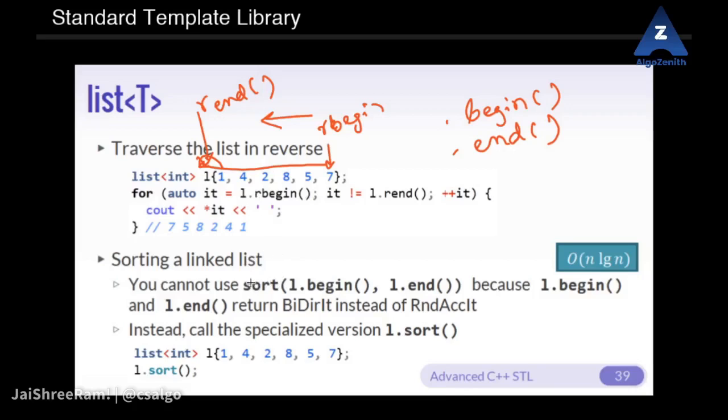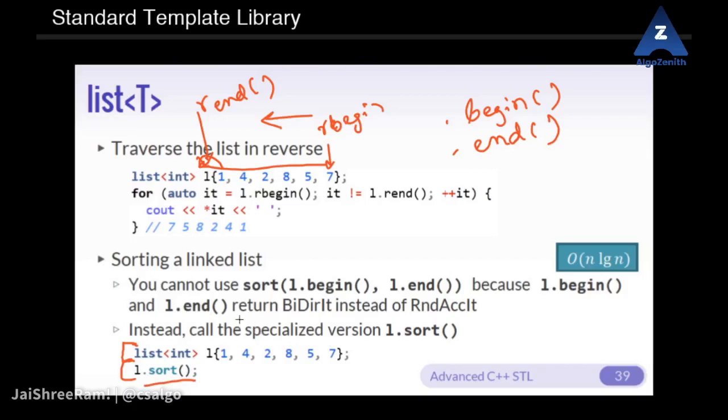Is this clear? Next we move to sorting a linked list, okay. So you cannot use sort(L.begin, L.end) because L.begin and L.end are bidirectional iterators instead of random access iterators. Instead, a bidirectional linked list can be sorted using the merge sort algorithm, and this has been implemented internally in the C++ STL. So you can just call the .sort function and it will sort the linked list, okay.